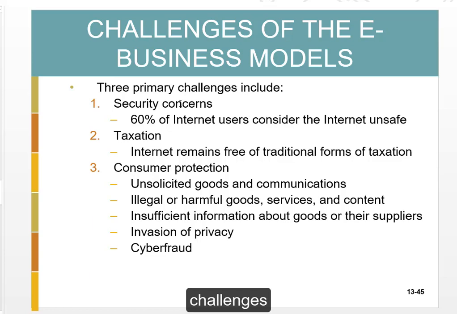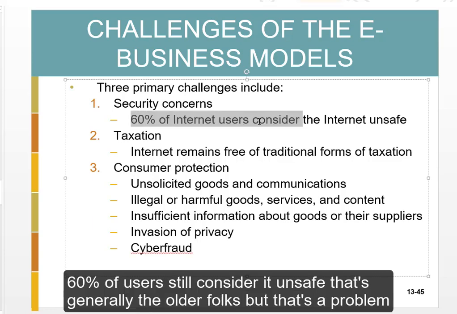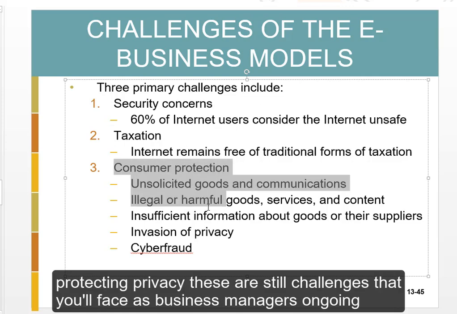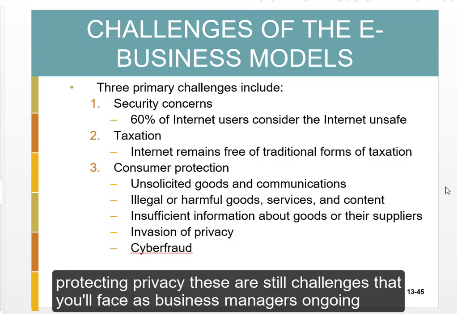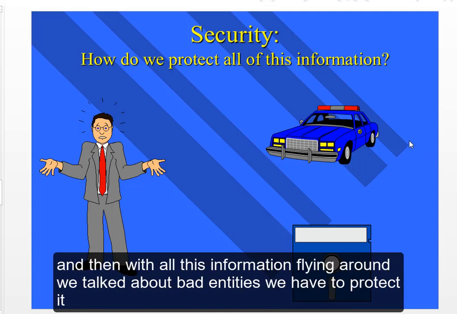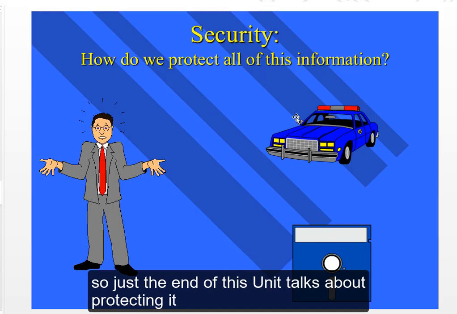Challenges. 60% of users still consider it unsafe. That's generally the older folks, but that's a problem. Talked about no central authority, protecting privacy. These are still challenges that you will face as business managers ongoing. And then with all this information flying around, we talked about bad entities. We have to protect it. So just the end of this unit talks about protecting it.